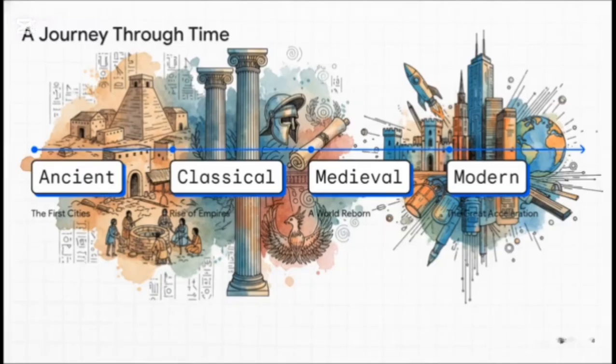Think of our journey in 4 big chapters. We're going to start way back in the ancient world, where the whole idea of a city was brand new. Then we'll see how classical empires, the Greeks and Romans, created these blueprints for society that we're still using. After that, we'll watch a world get reborn from chaos. And finally, we'll dive into the dizzying, non-stop pace of the modern era. And trust me, each one of these shifts was a total game changer.